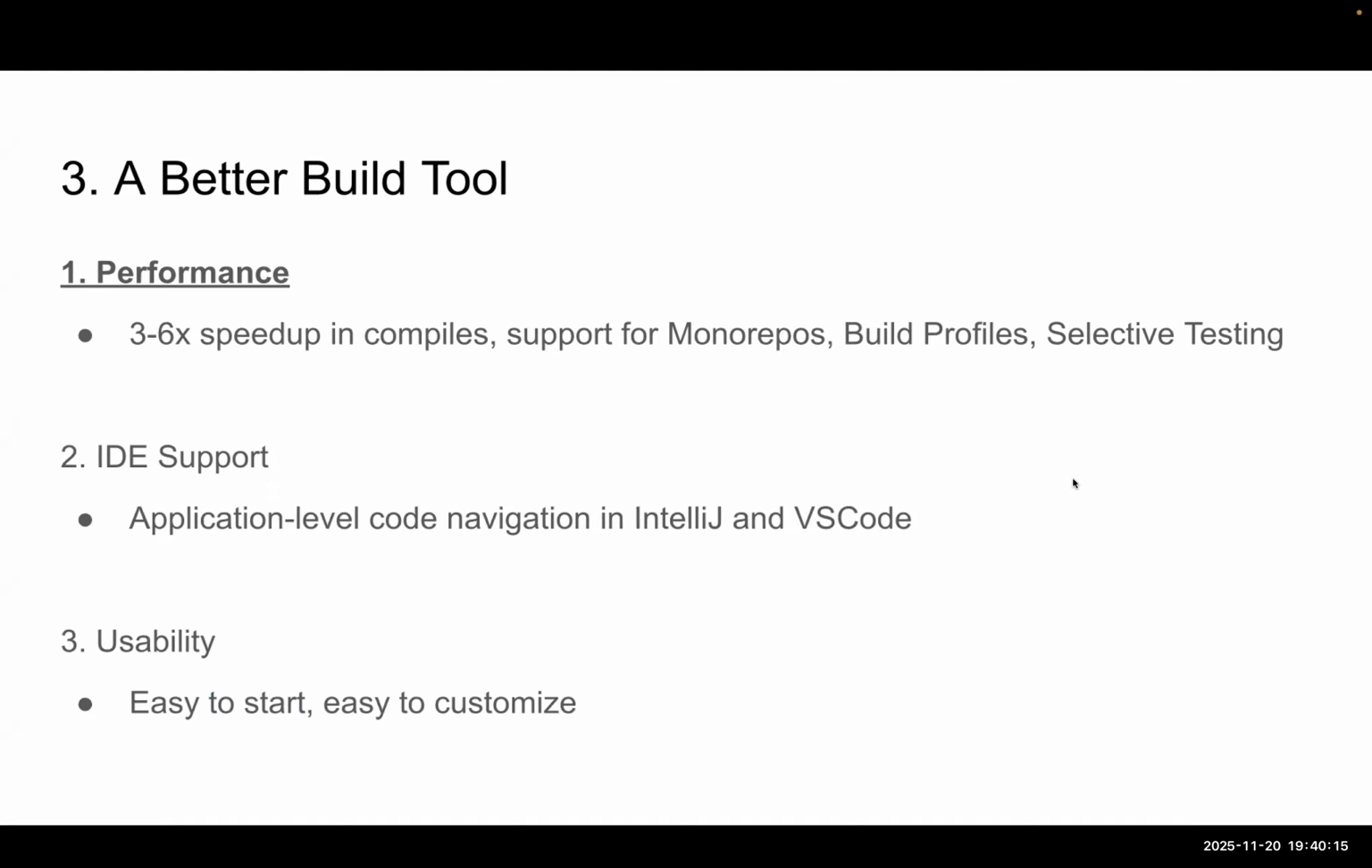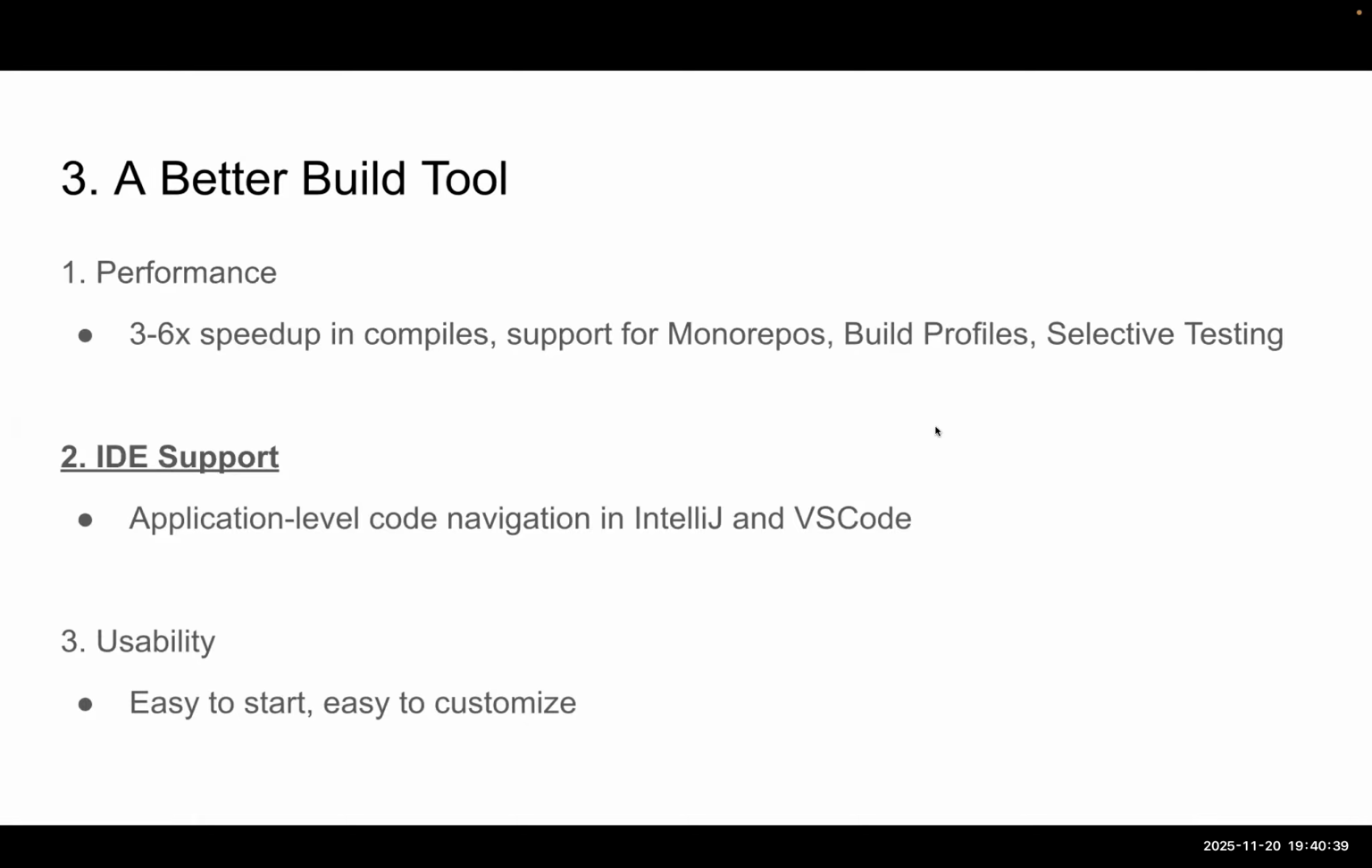There are some other things I won't go into too deeply. Mill works quite well for bigger code bases with many subprojects or submodules. It has automatic build profiling, so you can see where time is going when you run these commands. And there's selective testing. If you have a pull request, you can ask GitHub Actions to only run the stuff that's affected by your code change, rather than running all these unrelated tests that you may not care about.